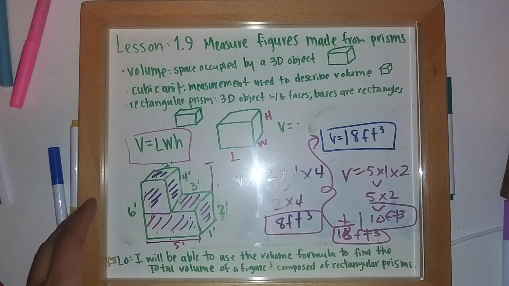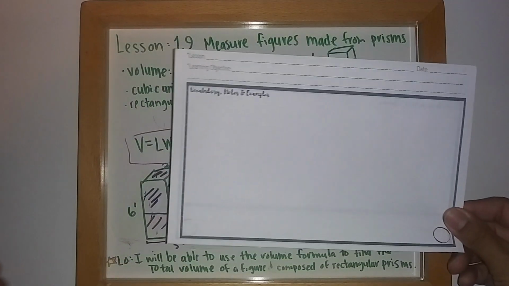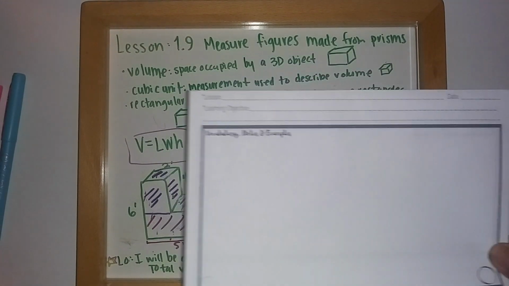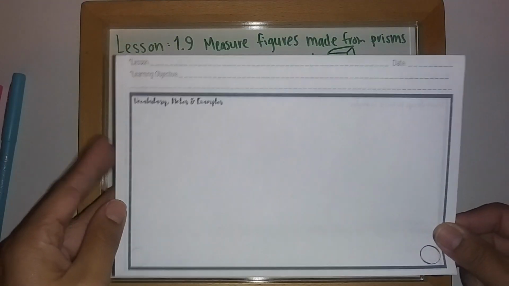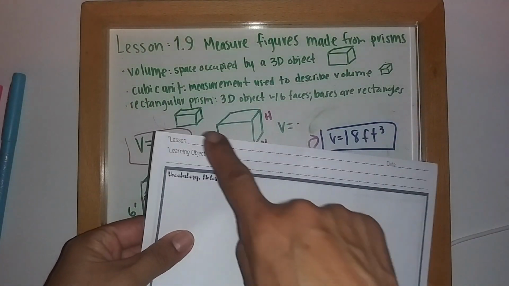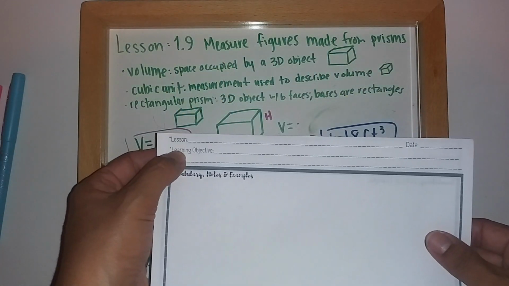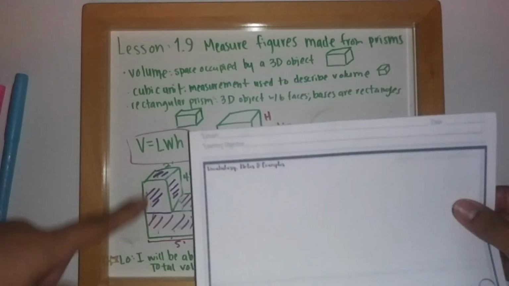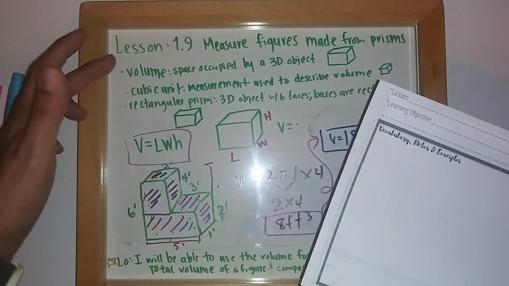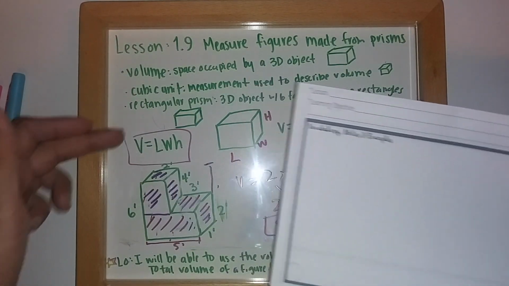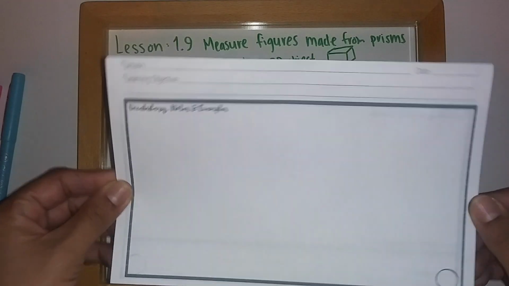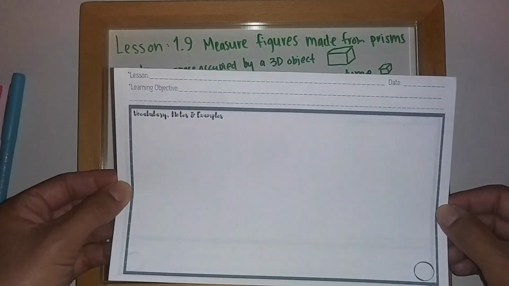Okay, so let me quickly show you what you're going to be doing on your note paper. Eventually you're going to get your notebook, right, that has this note paper sheet, and you're going to write the lesson. So right here I'm going to copy this down. 1.9 measure figures made from prisms, right? What's my learning objective over here? And then right here is where I'm going to take all these notes. So I'm going to do my vocabulary, and I'm going to take my notes and do some examples. So let me do that so you can see it, and then we'll be back.